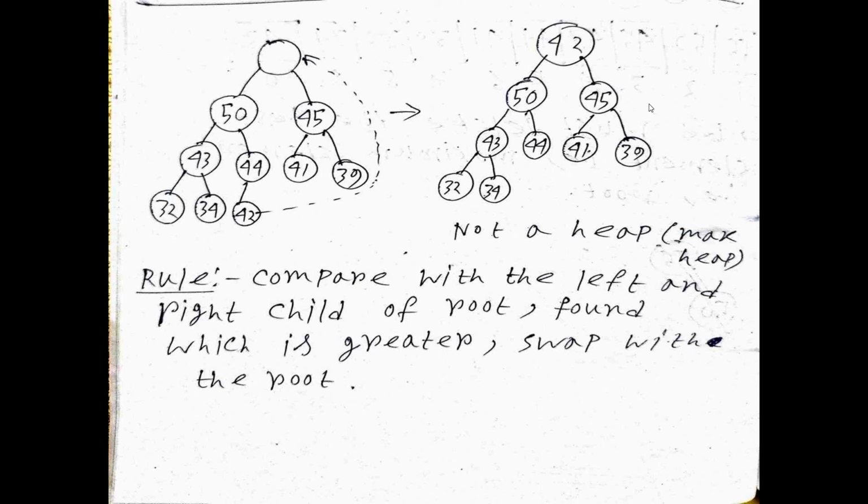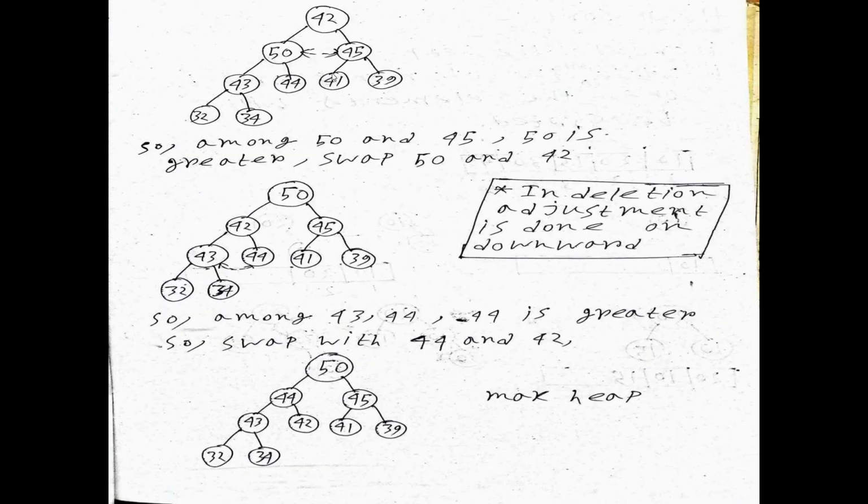Which is greater? 45 is greater. We are comparing with the children, the left child and right child of this root, 42. Which is greater? 50 is greater. Now, swap the greater one with the root. So we swap with the root. That means the procedure says that 50 goes here, 42 goes there.